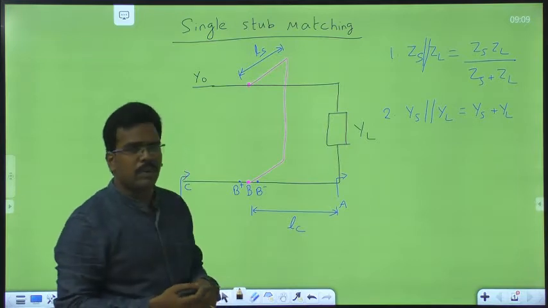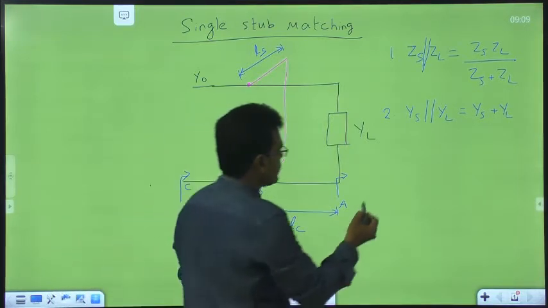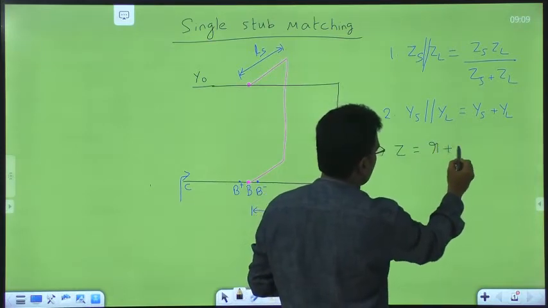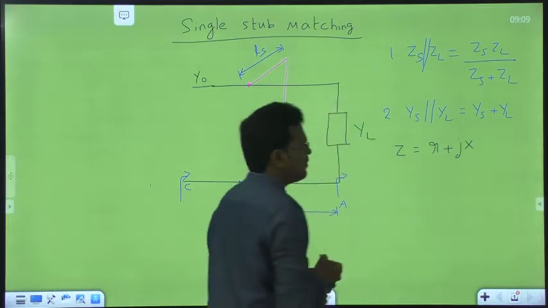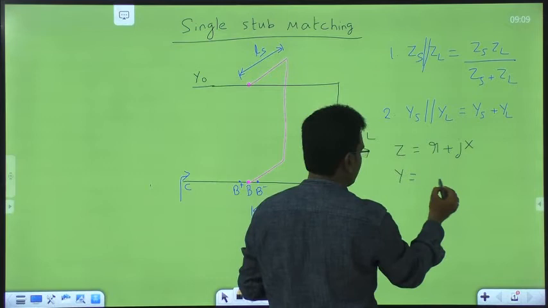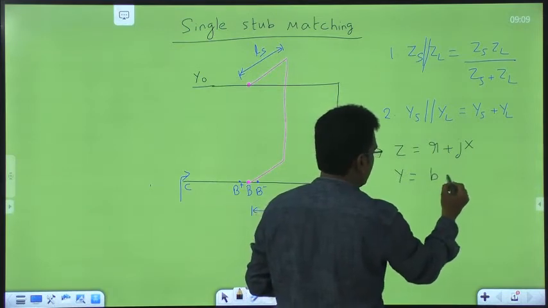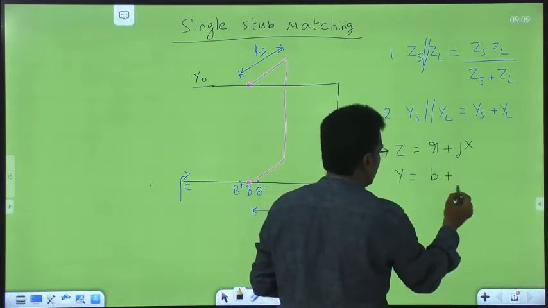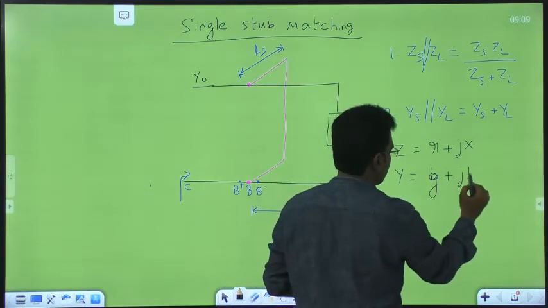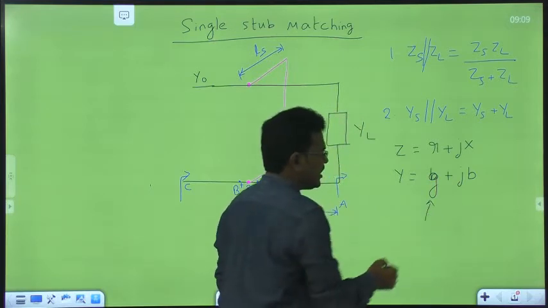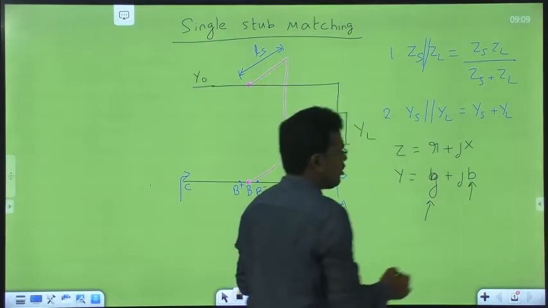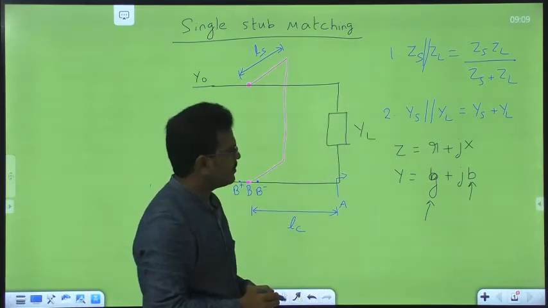So what is the difference between impedance chart and admittance chart? In case of impedance chart, we have normalized resistance and normalized reactance. In case of admittance, we have normalized conductance and normalized susceptance. So small g is called as normalized conductance and small b is called as normalized susceptance.